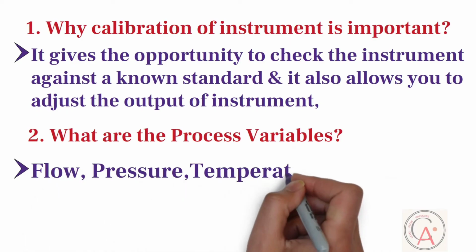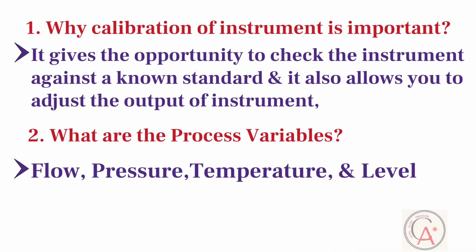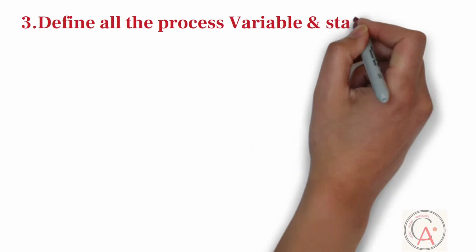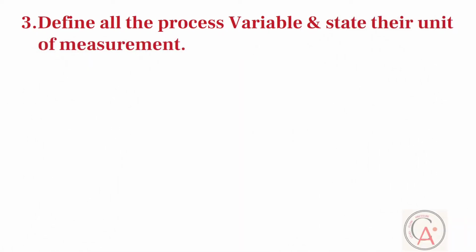Temperature, and level are known as process variables. Define all the process variables and state their unit of measurement. First type of process variable is the flow.